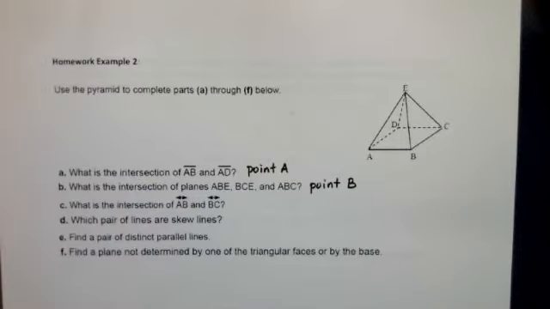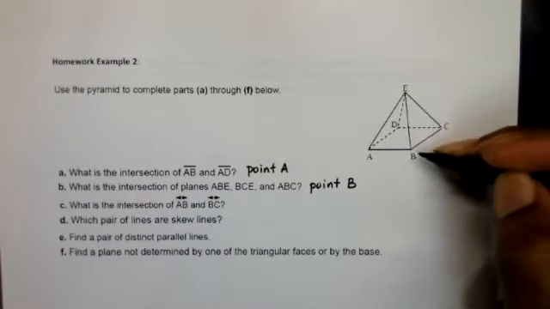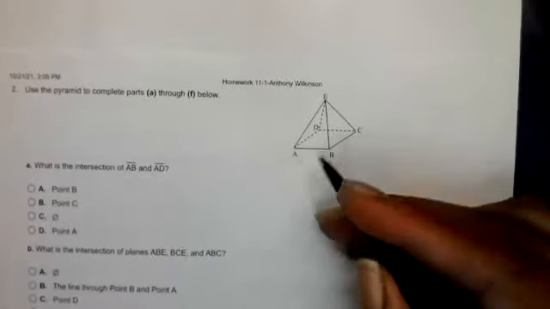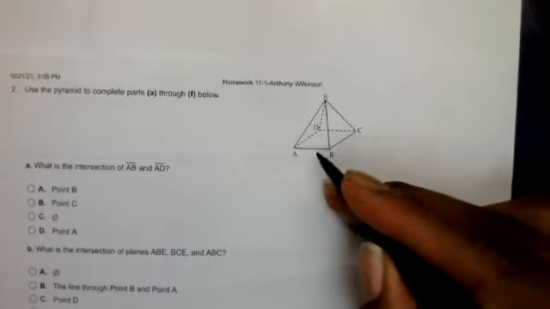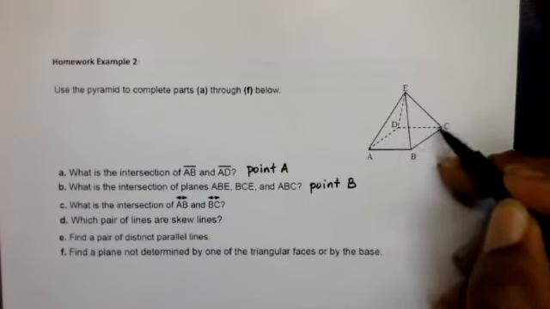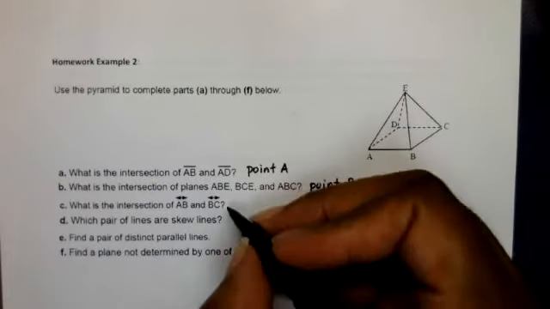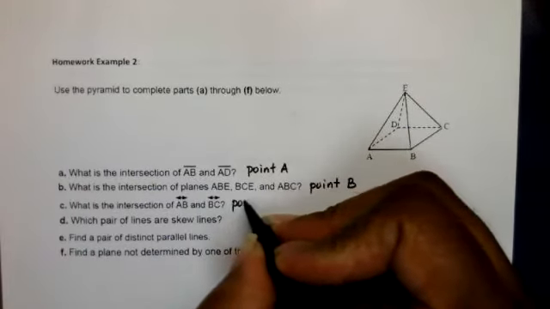All right, part C, what is the intersection of AB and BC? Well, here's your choices right here. By looking at this, it will have to be point B. Here's line AB and line BC. The point of intersection is at B, so it must be point B.